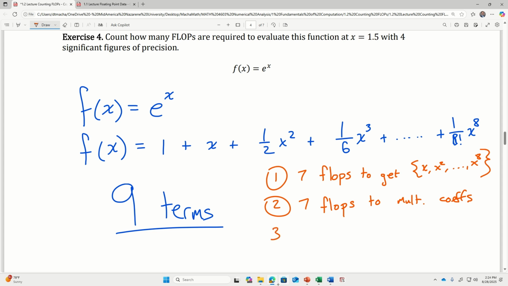And then lastly, we have to add things together. So 1, 2, 1, 2, 3. I think, is it going to be 7 again? 8. You're right, it's going to be 8. 8 flops to add. So altogether we've got 22 flops.